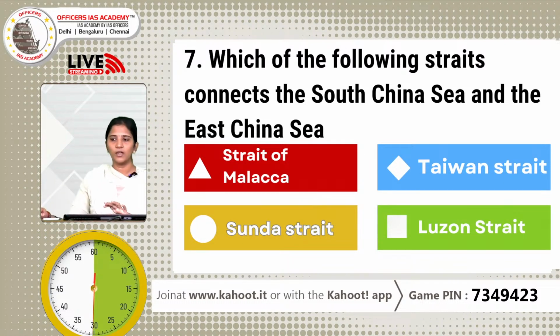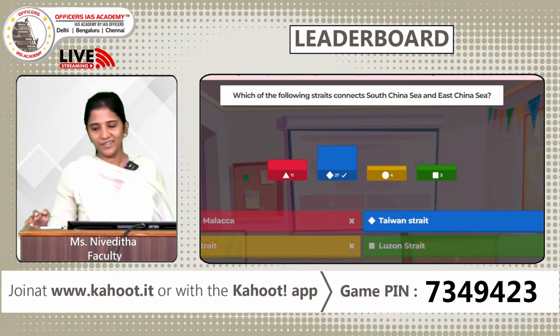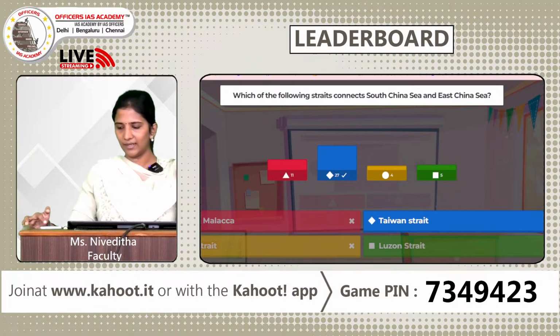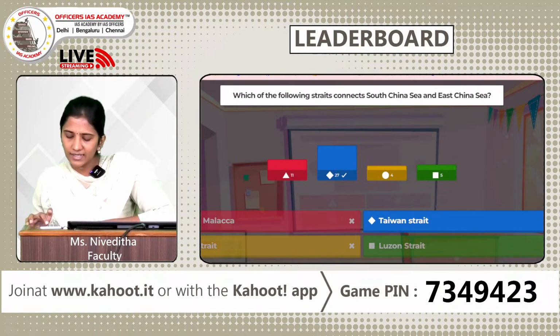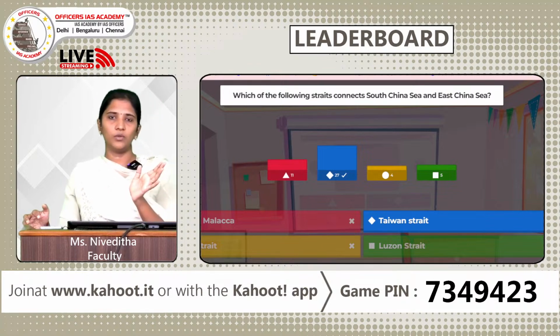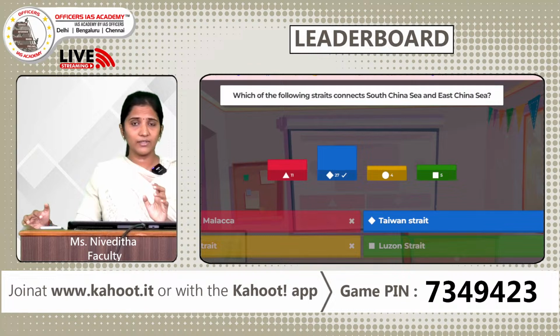Okay, time is running out. 2, 1, and the answer is, as you know, the Taiwan Strait. Here in this question, yes, the answer is Taiwan Strait. It connects the South China Sea to the East China Sea. You should also know which places the Strait of Malacca, Sunda and Luzon Strait connect to.